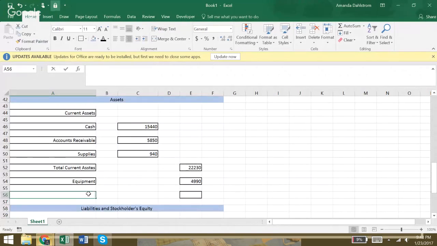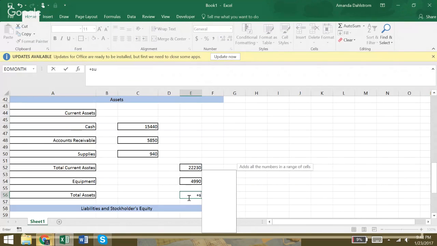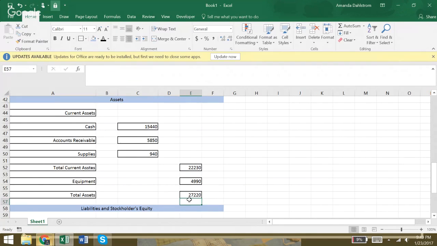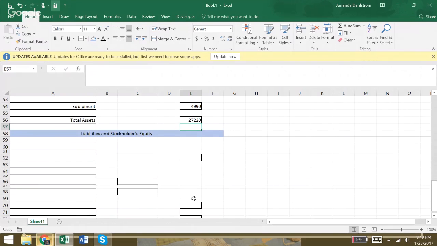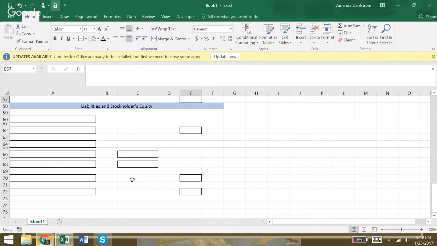We'll go ahead and total assets, which will equal our current assets and the equipment, which is 27,220. All right, next we're going to move on to the liabilities and stockholders' equity. So we're going to start with our current liabilities, which is anything that will be paid within the year.